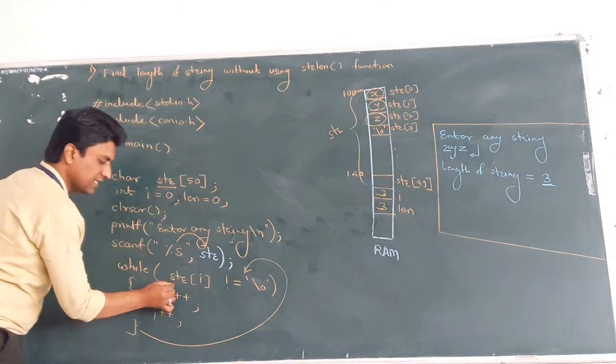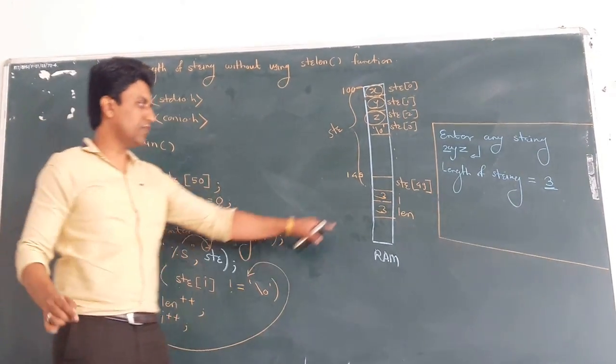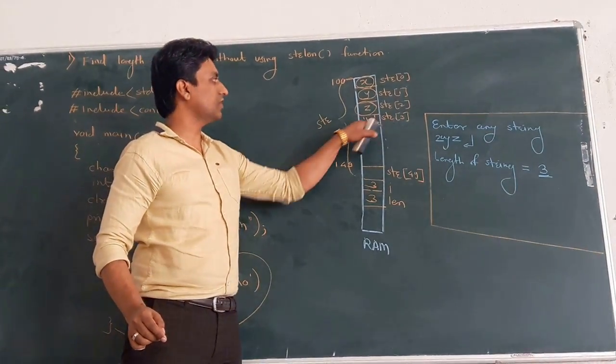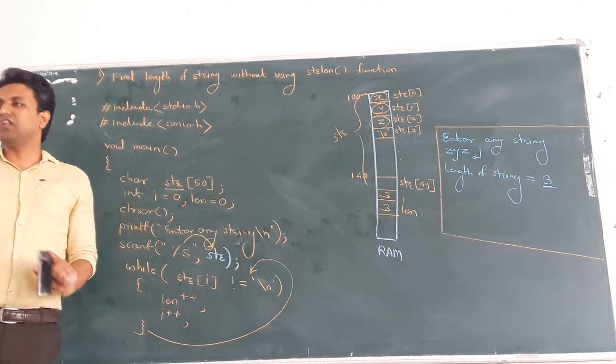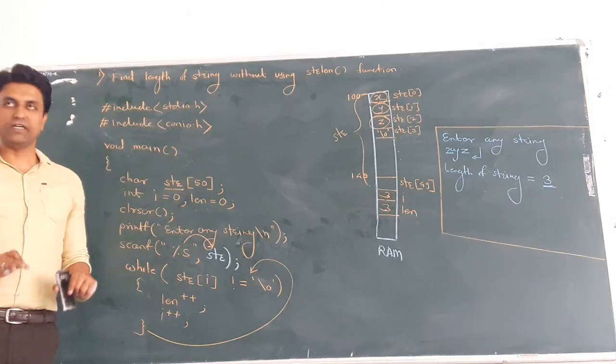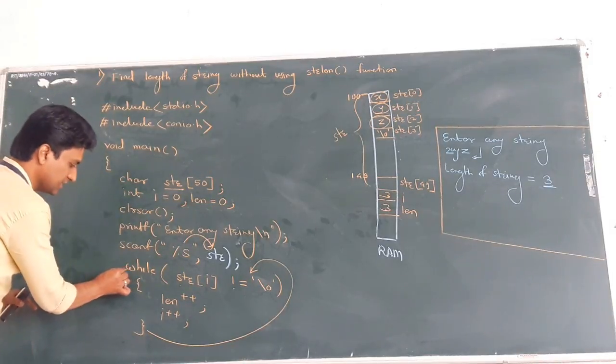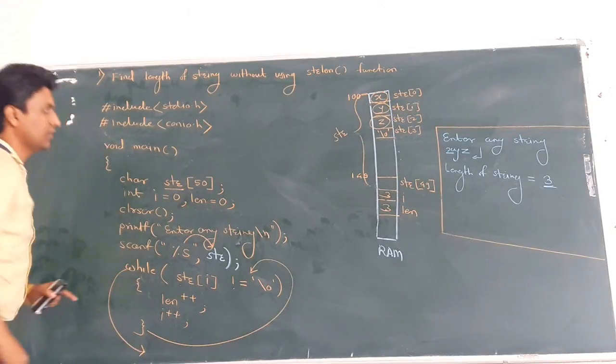Again the loop continues. str of 3. What is the current value of i? 3. str of 3 what? \0. So \0 not equal to \0. Condition false, and the loop gets terminated. After that, the cursor goes out of this while loop.